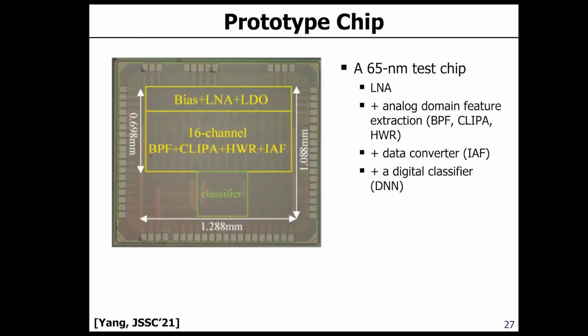So with this concept, we designed another test chip, now in 65 nanometer technology. This chip is about 1 by 1 millimeter, and there's the LNA and analog-domain feature extraction, essentially bandpass filters, amplifiers, rectifiers, and so on. And then we also have an analog-to-digital converter, essentially an integrate-and-fire neuron, followed by the DNN classifier.